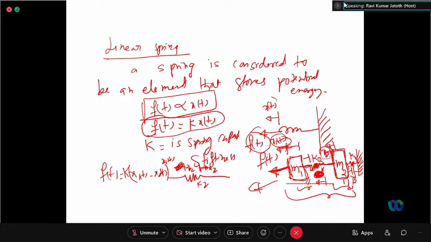But this side, what happens? When m2 is moving in this direction, if I consider k2 as the stiffness of the spring between these two bodies, and I apply force F of t here, then the applied force is proportional to the resultant displacement. You got this point?